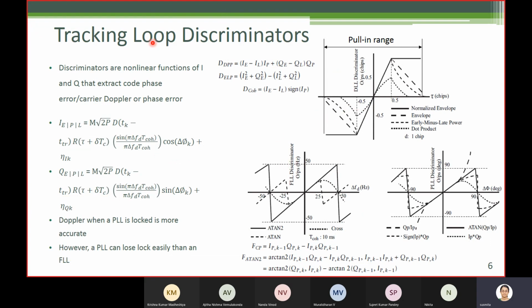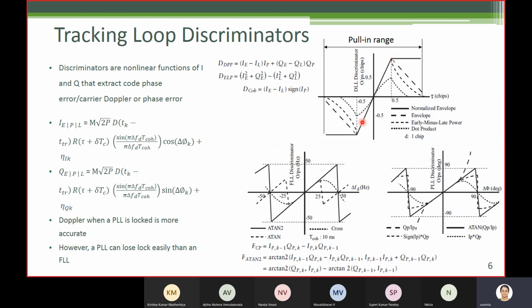Okay, so we are discussing different tracking loop discriminators. We talked about the pulling range. This is the range where, if the actual error lies, the discriminator output will have the correct sign, and with the help of negative feedback control, the loop can bring the error to 0. Now, over this pulling range, not the entire region is linear.